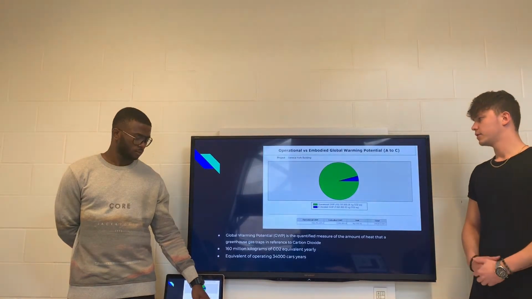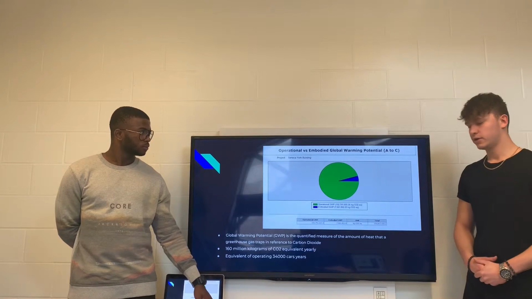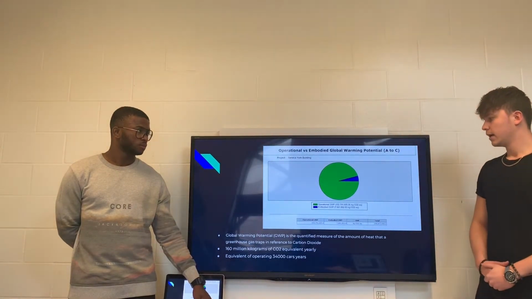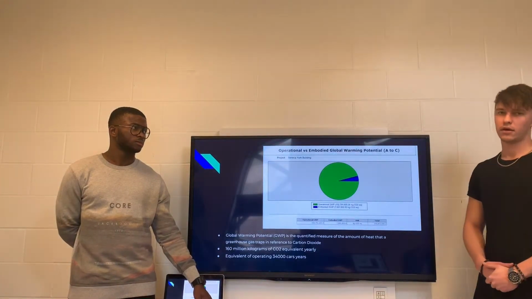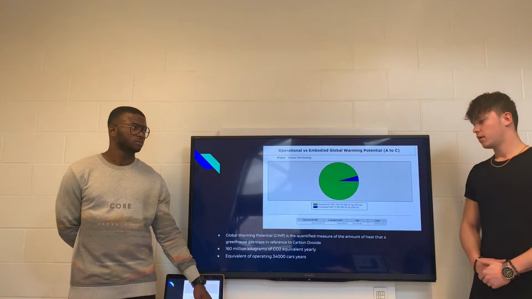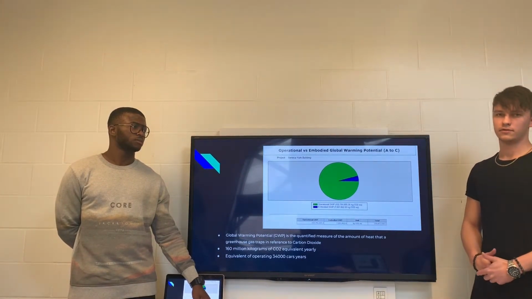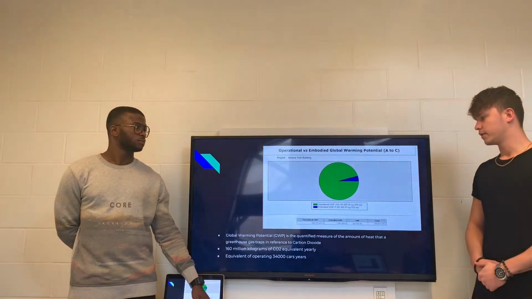The first major result is the global warming potential, which is basically the quantified measure of the amount of heat that is trapped in the atmosphere by any given gas as it relates to CO2. Now, for the Seneca building, currently it stands at 152 million kilograms of CO2 equivalent per year, which, according to EPA, if a car emits about 4.6 metric tons of CO2 per year, is the equivalent of operating 34,000 cars every year.